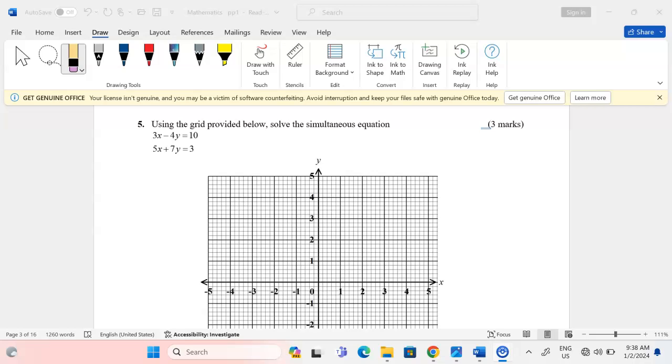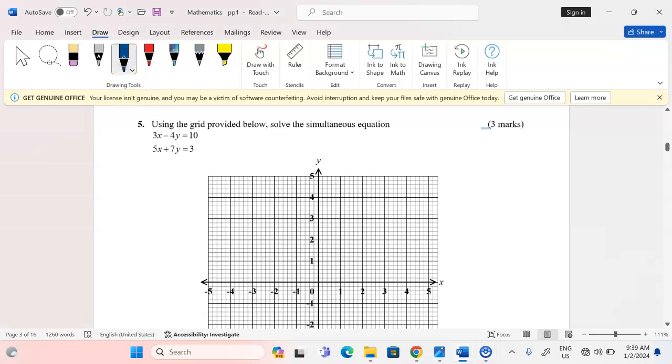We are told, using the grid provided below, solve the simultaneous equations. Then we have 3x minus 4y equals 10, and the other equation is 5x plus 7y equals 3. So the first thing we do is to make sure that our equations are in the form y equals mx plus c, so that it becomes very easy for us to substitute and find a table of values.